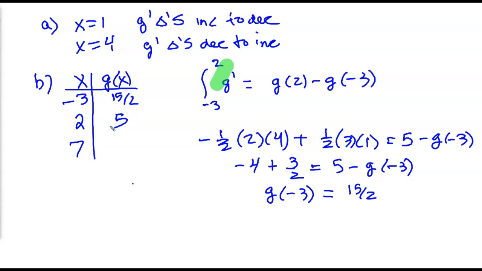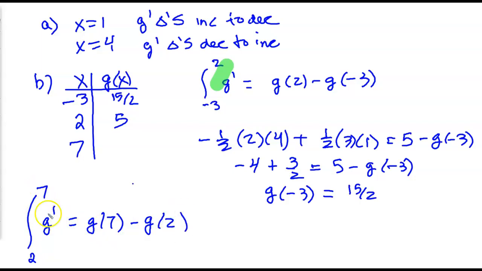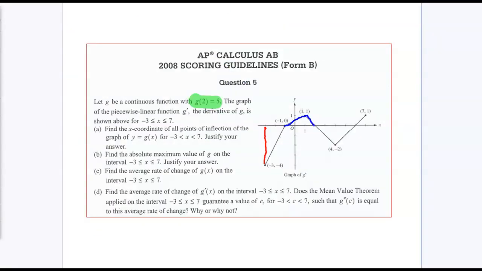Okay, and to find G of 7, we're going to have to use the fundamental theorem of calculus again. So the integral of G prime going from 2 to 7 would be G at 7 minus G at 2. So now we have to find the area under the curve from 2 to 7. So we go back to our graph. I'll get rid of these. I'm going to have this area here from 2 to 6, which is going to be negative. And then I have this triangle here that's going to be positive.